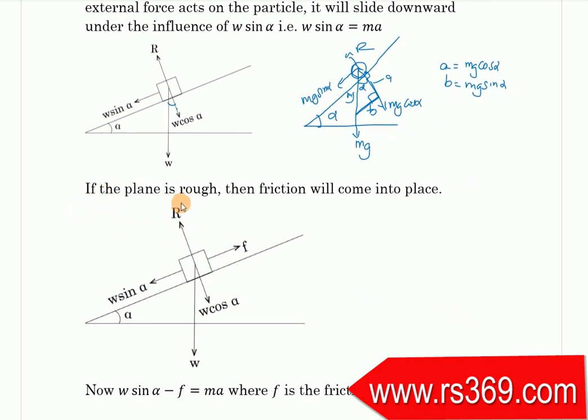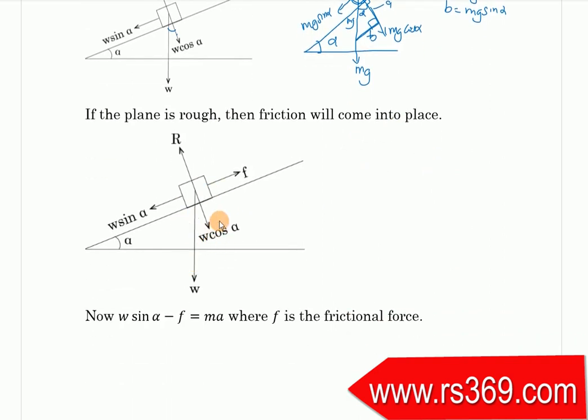Now we are saying that if the plane is rough, then friction will come into place. So if you have a rough plane and you are not applying any force, this F here is not a force which is pushing the body upwards, but a force which is stopping the body from sliding downwards. That is the frictional force. As the body is tending to move downwards because of the effect of W sine alpha, the friction will be resisting that motion by acting in the opposite direction.